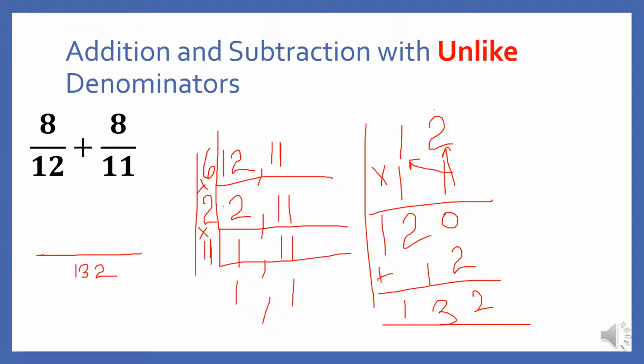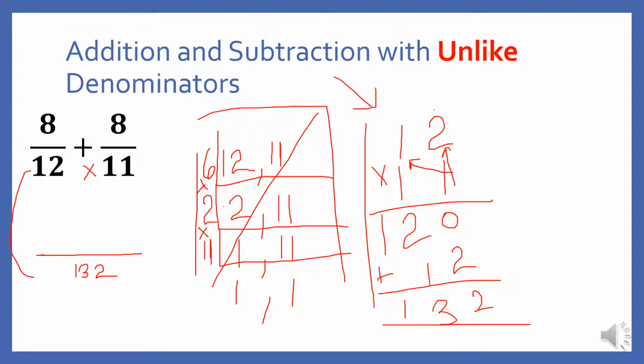Now hint. 12 cannot go into 11 without a remainder. And 11 cannot go into 12 without a remainder. So to find the LCM of 12 and 11, we can simply multiply 12 by 11. Now, if we knew that, we might have skipped this step. I'm not saying that this step is not important. We might have skipped this step and just gone to our working column and multiplied 12 by 11 and got 132. Okay, moving on.